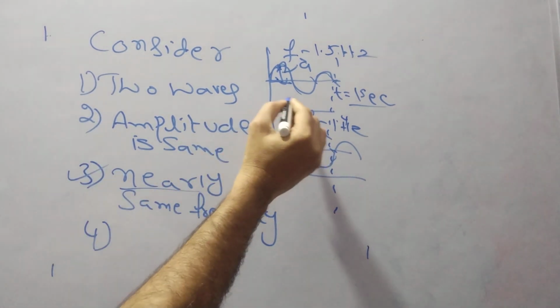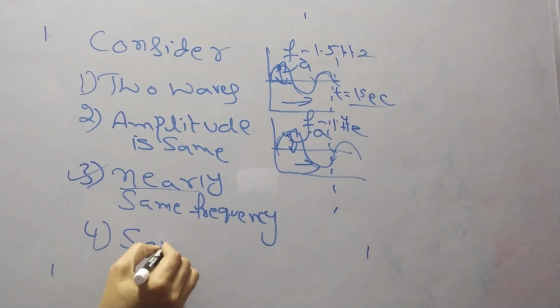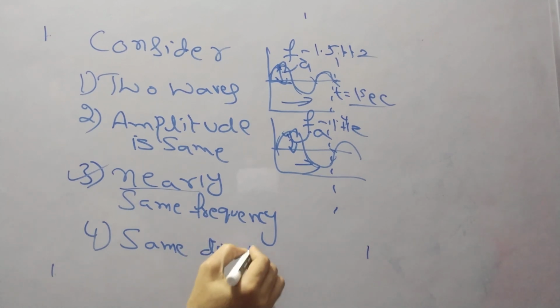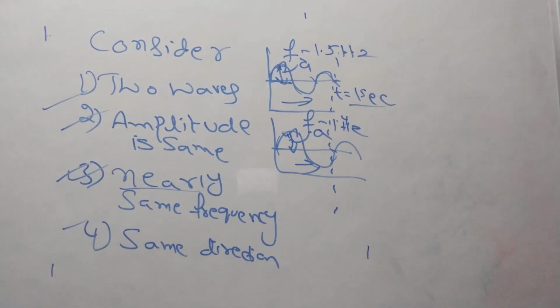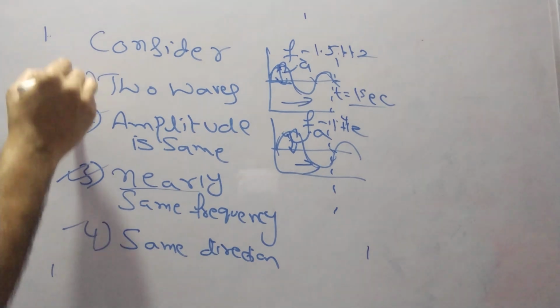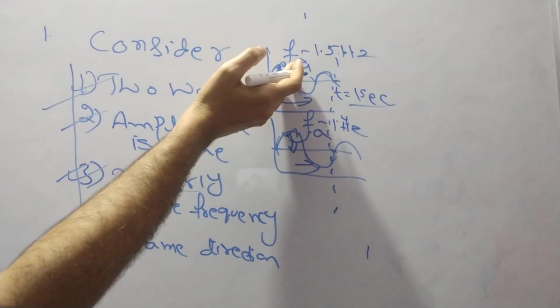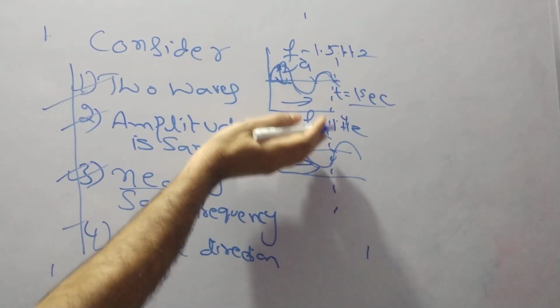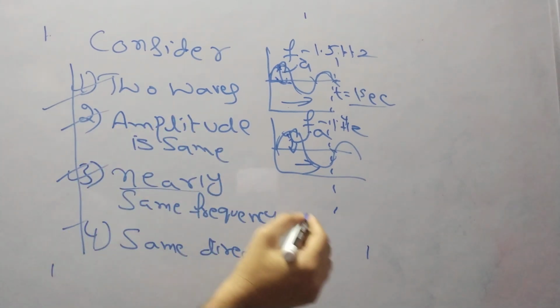And the fourth condition is that they should travel in the same direction. Opposite directions will give stationary waves, so both waves should travel in the same direction. If we take these four conditions, then we can get beats by superimposing the two waves. That means combining two waves having the same amplitude, nearly the same frequency, and traveling in the same direction. If we superimpose, meaning add these two waves, we can get the beats.